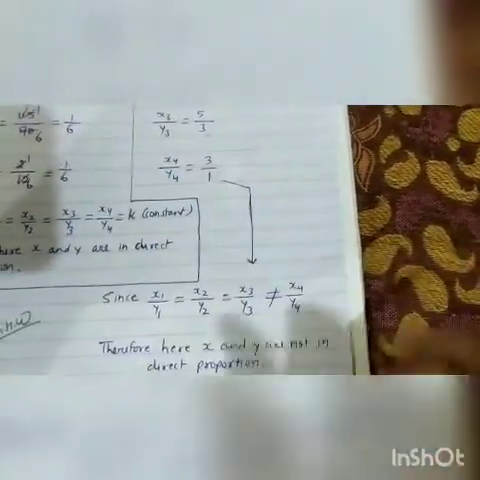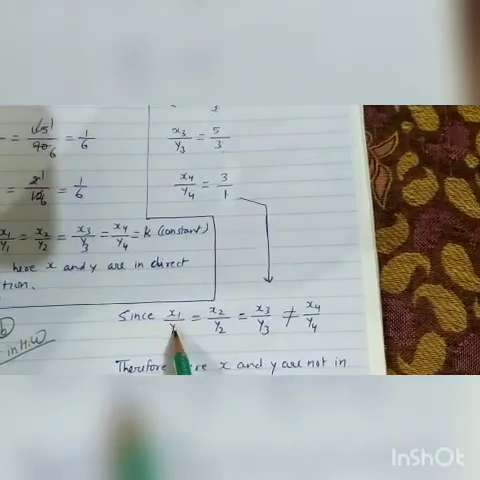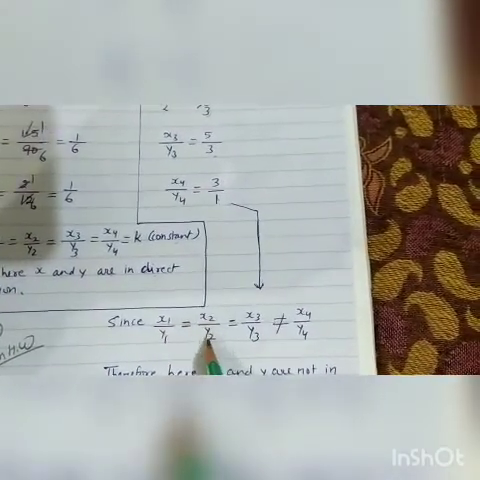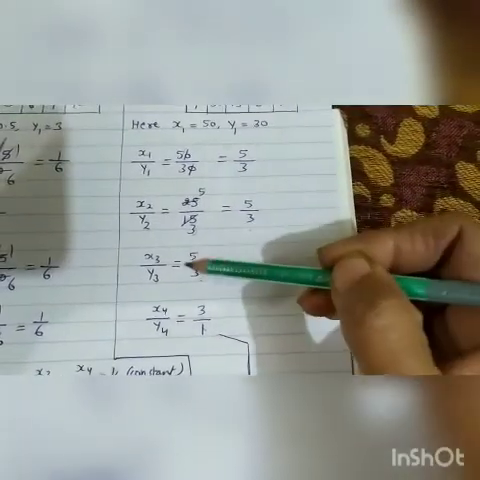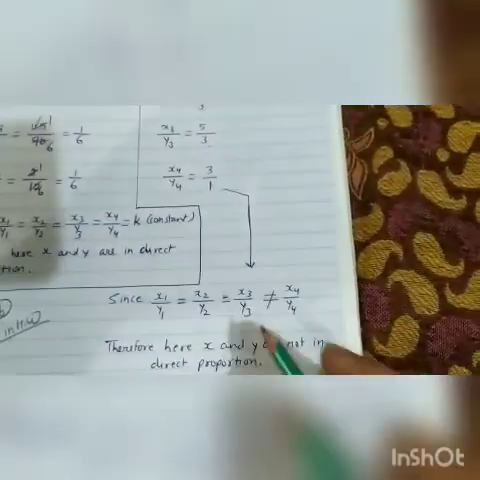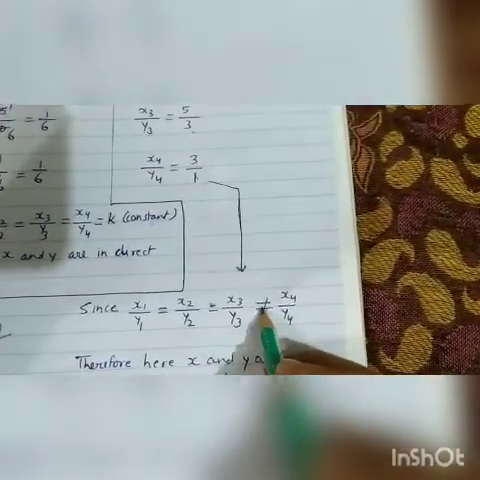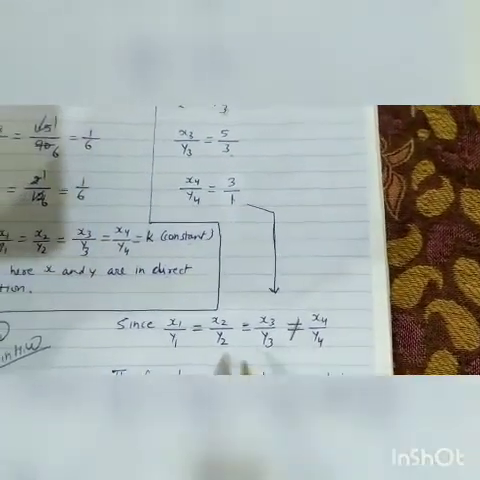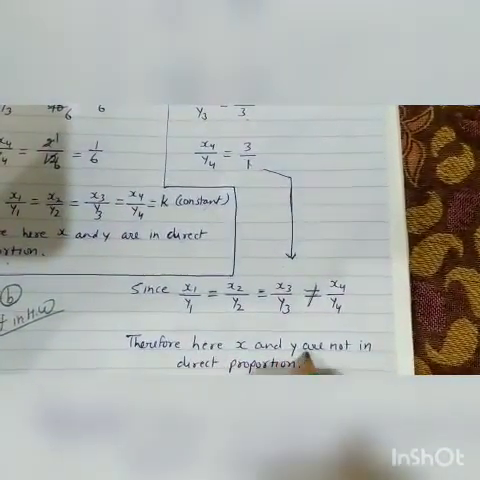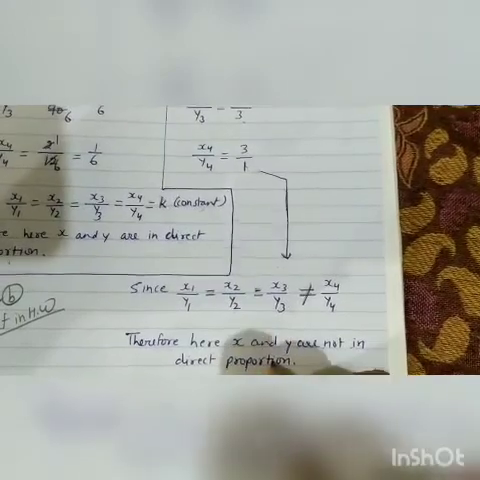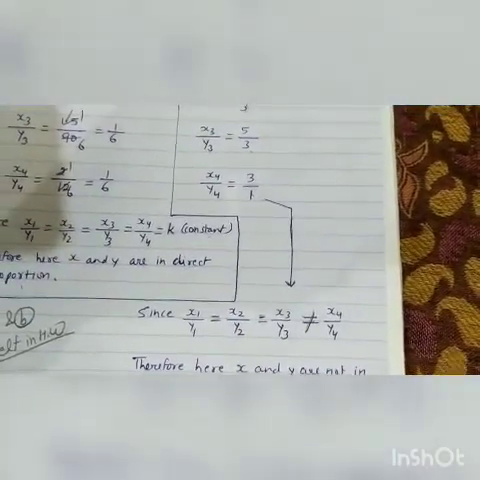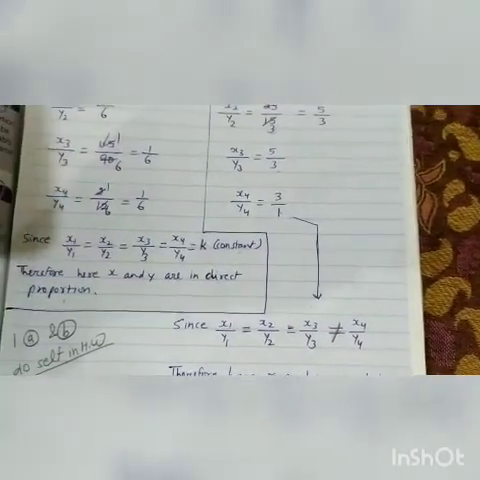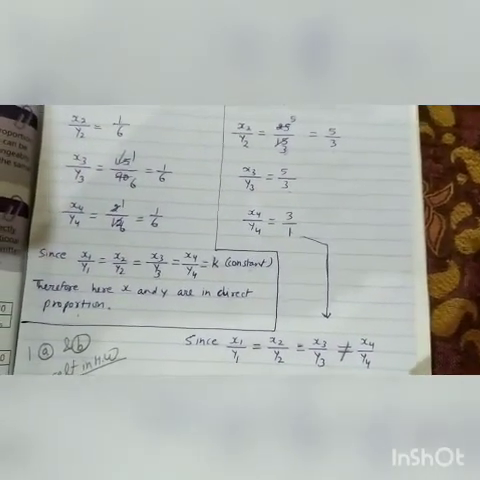So how we will write it? Since x1 upon y1 is equal to x2 upon y2 equal to x3 upon y3. See here, these three values are equal. But x4 upon y4 is not equal. Therefore, here x and y are not in direct proportion. Clear? I think question number 1 is clear.